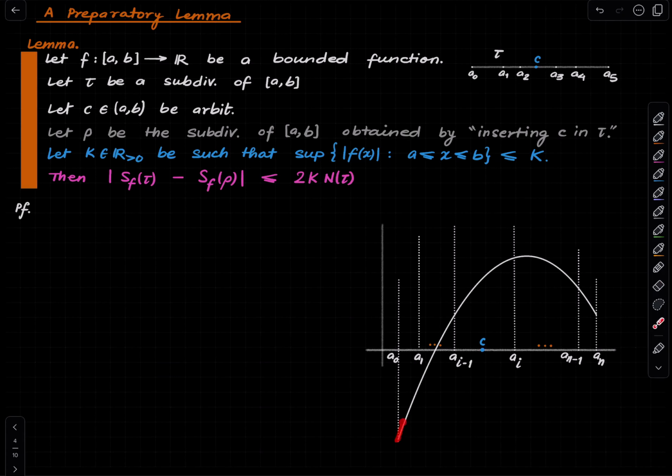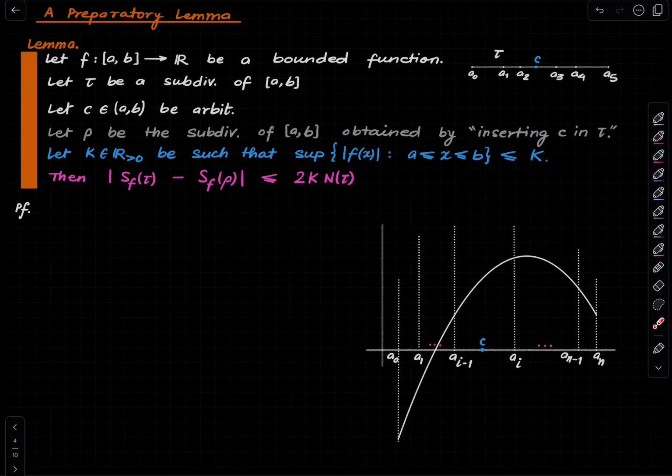So I have some function, just for the sake of understanding. This is the graph of the function f. I have drawn a continuous function, but it doesn't have to be. It's just a bounded function. We have our subdivision tau. The points a0, a1, all of these are points in tau as shown. And c is an extra point. When you throw it in, you get the subdivision rho.